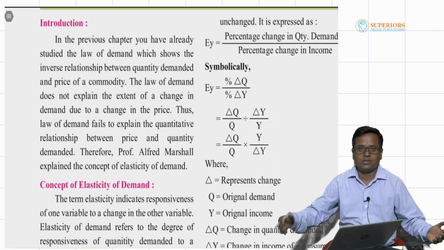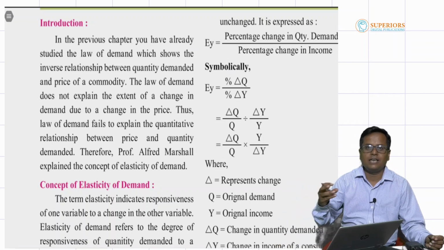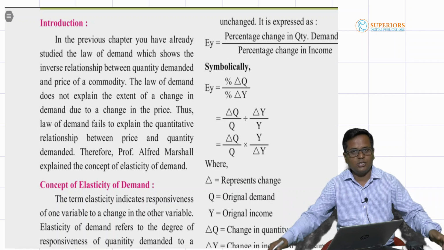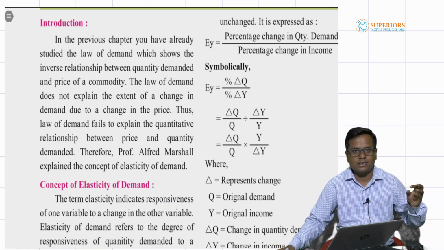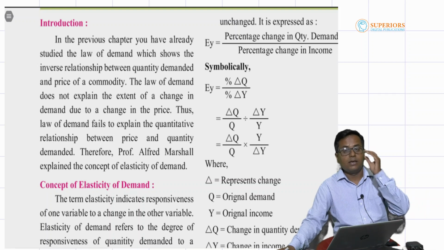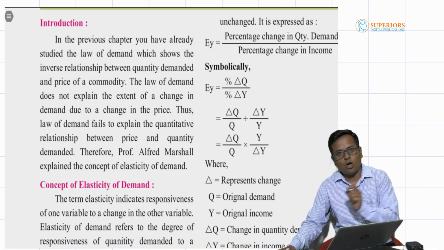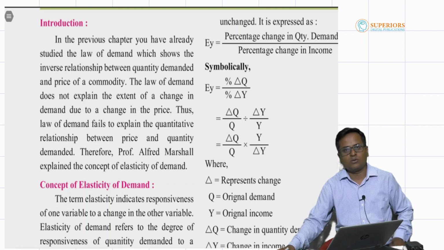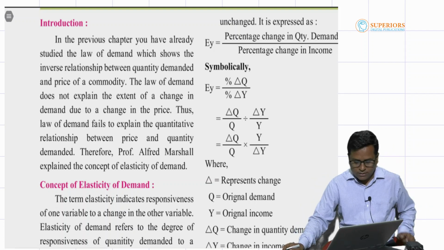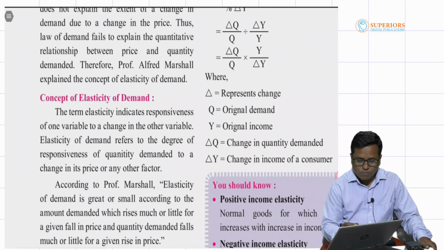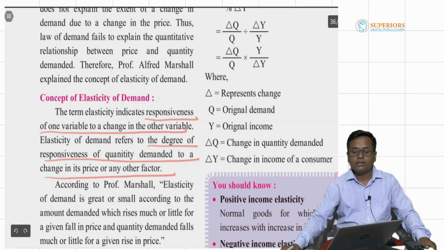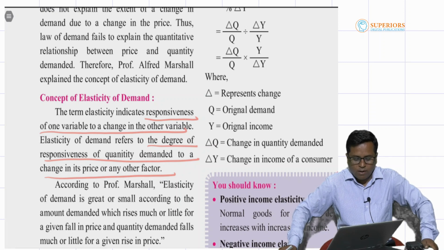With a change in price, demand is changing. It means demand of a commodity is responding to the change in price. With a change in consumer's income, demand is changing, it means demand of a commodity is responding to the change in consumer's income. So, in short, we can say that elasticity of demand means the degree of responsiveness. Elasticity of demand is the degree of responsiveness of quantity demanded to a change in its price or any other factors.